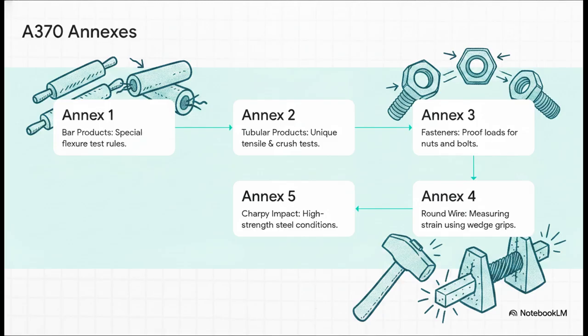Annex 4 deals with the tricky gripping required for round wire. And Annex 5 lays out highly nuanced conditions for testing the impact resistance of advanced high-strength steels. These annexes are what ensure that every single component performs safely under real-world conditions.